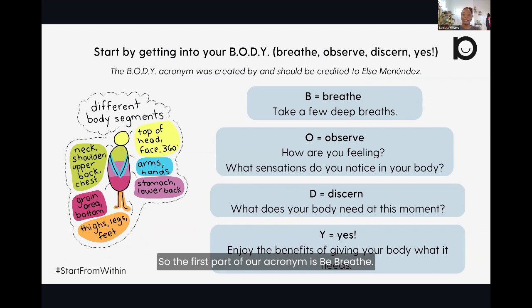So the first part of our acronym is B, breathe. So I'm going to invite you now, if you feel safe enough to do so, or if you're comfortable, just go on and close your eyes. And I invite you to take in a few deep breaths. As you inhale, really breathe in fresh energy and life. And as you exhale, exhale things that are no longer serving you, stress, tension.